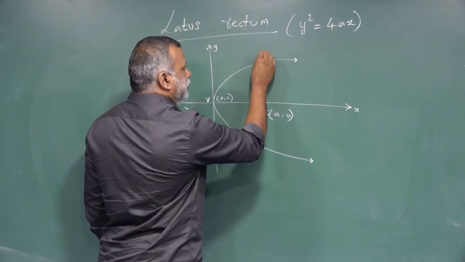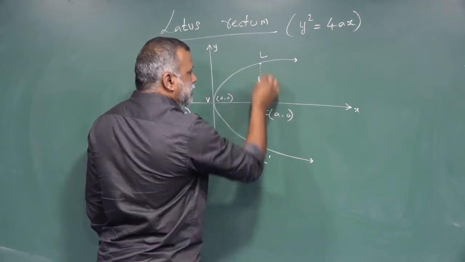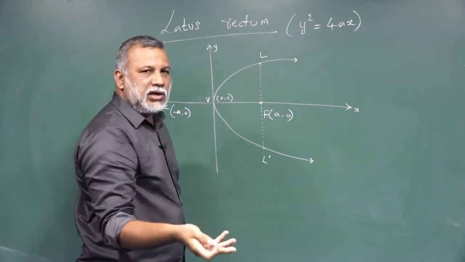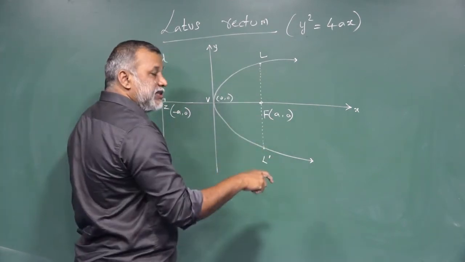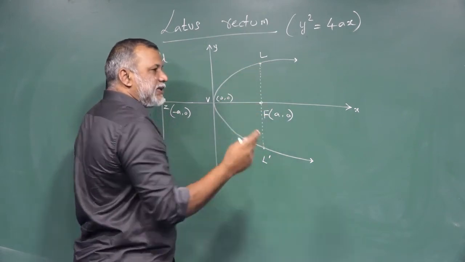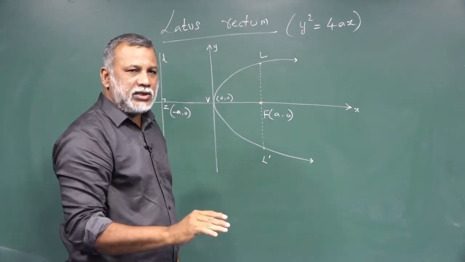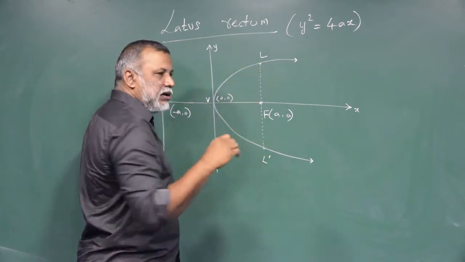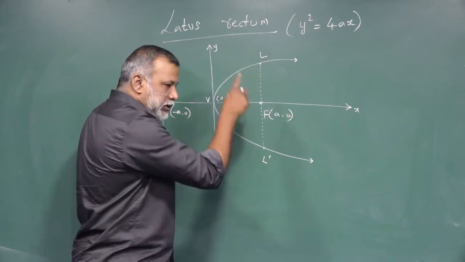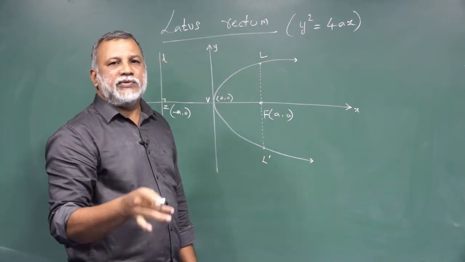This is L and L dash. This total distance, L L dash, is called the length of the latus rectum. The definition is: the focal chord which is perpendicular to the axis of the parabola is called the latus rectum. L and L dash are called the endpoints of the latus rectum.